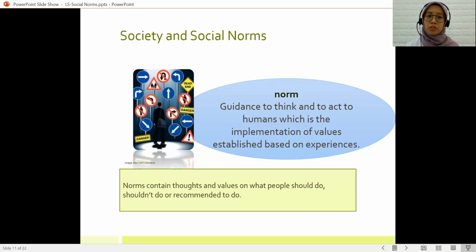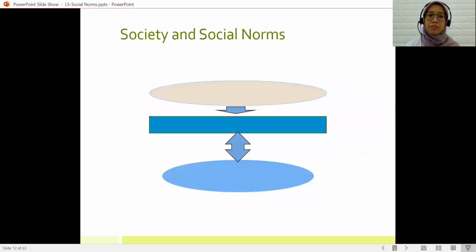And it is also important to know that norms contain thoughts and values on what people do, what people shouldn't do, and what is recommended to do. It is about prohibition, it is about order, and also option. So that is the content of a norm itself.